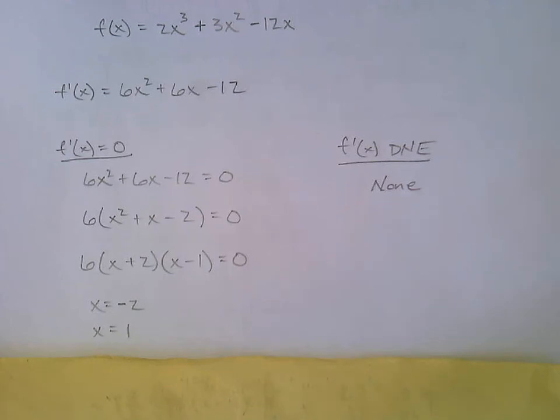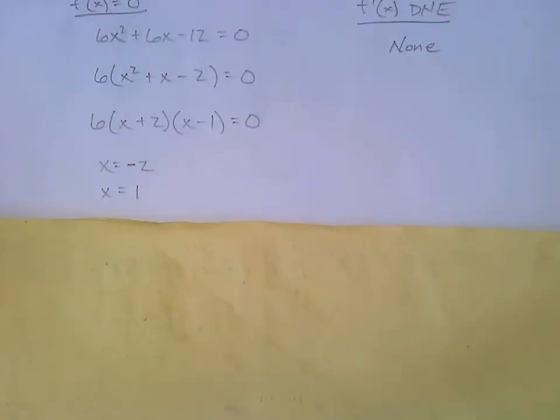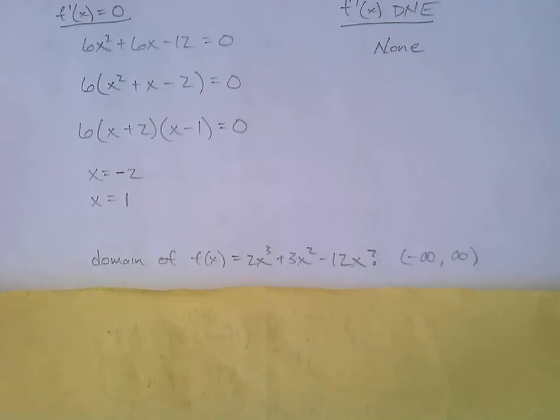So now we get to step 2, where we mark these on a domain line. Well, before we mark them, we need to ask ourselves, what is the domain of that function, f of x equals 2x to the third plus 3x squared minus 12x?